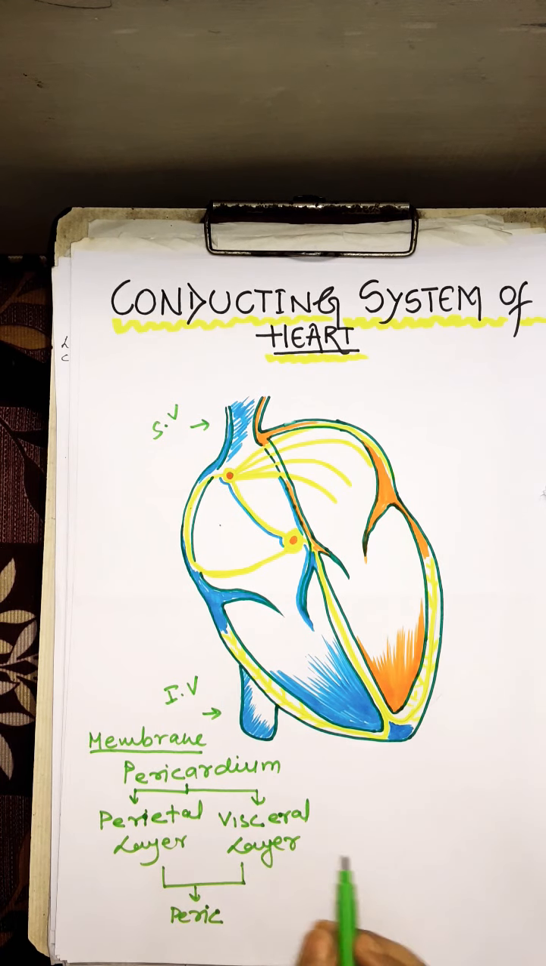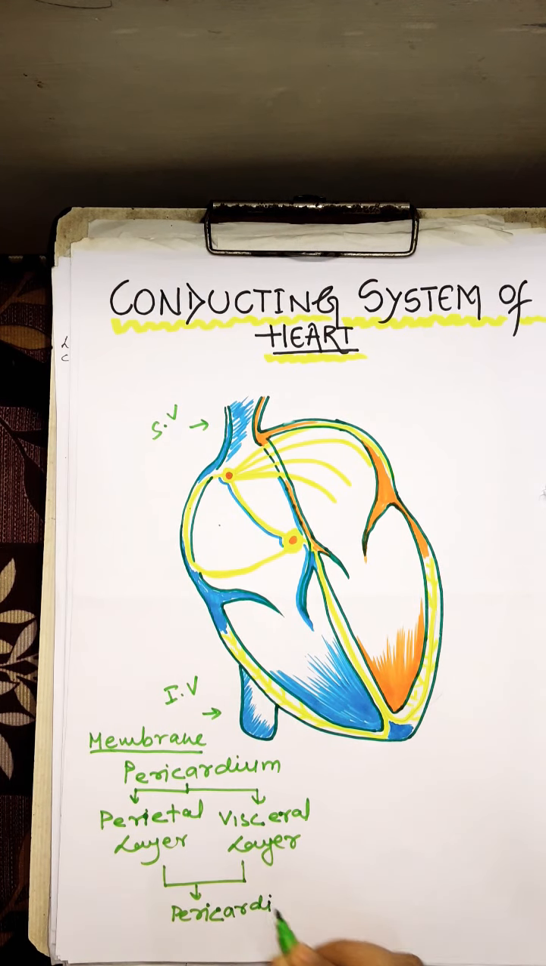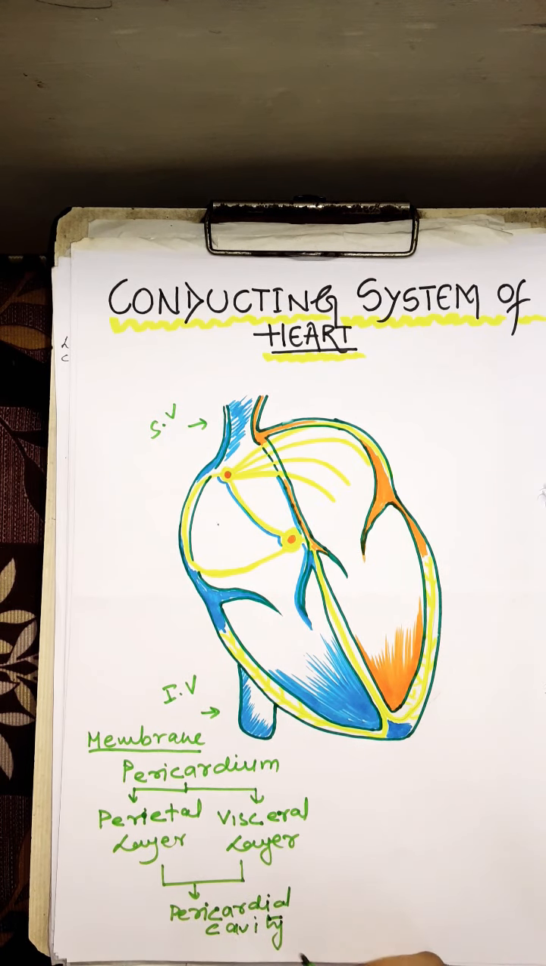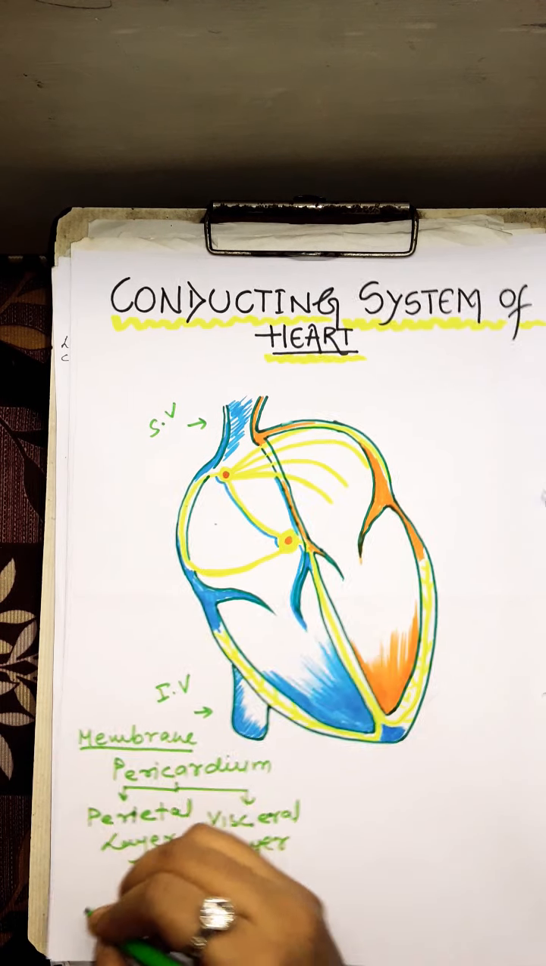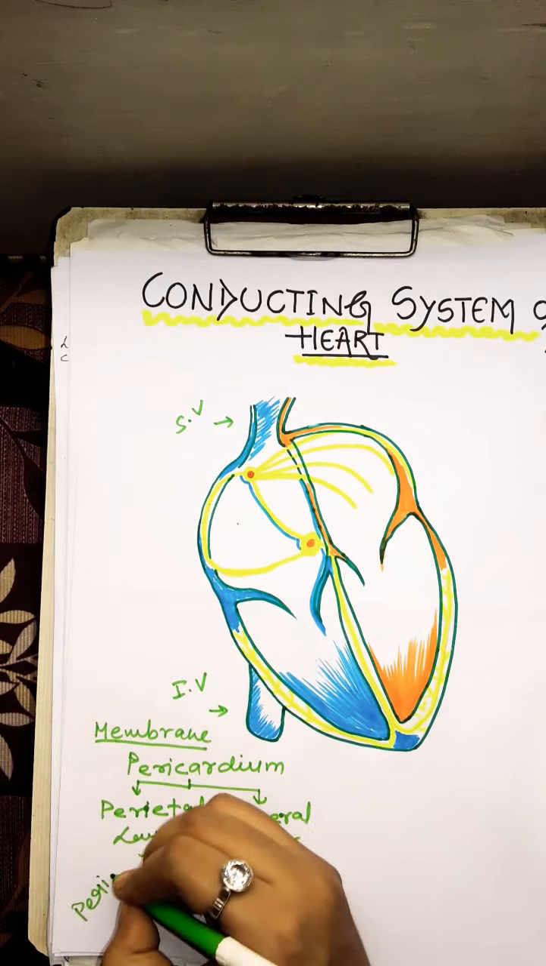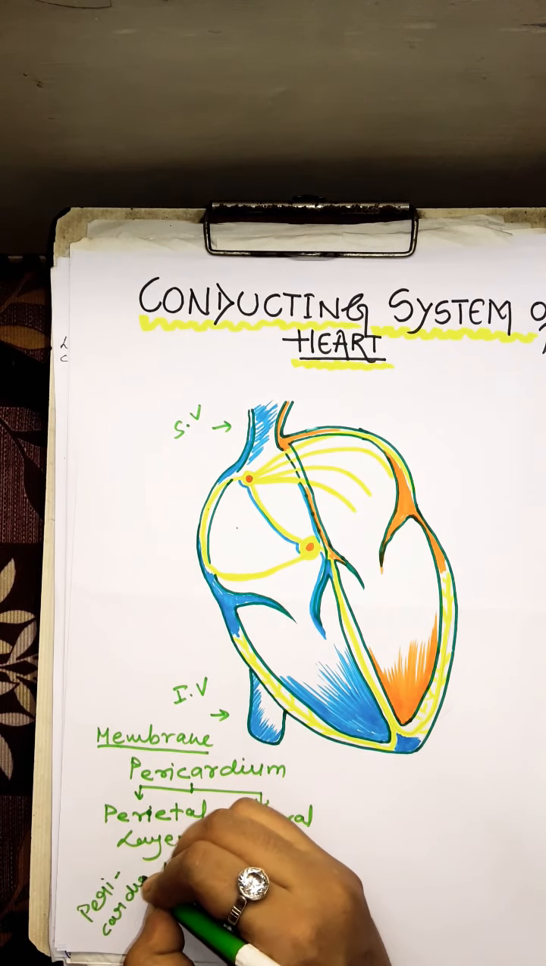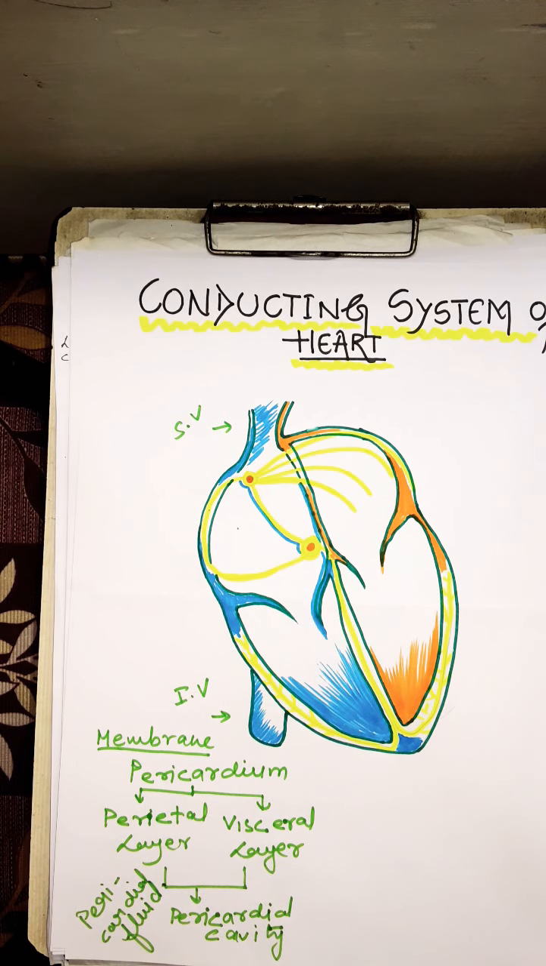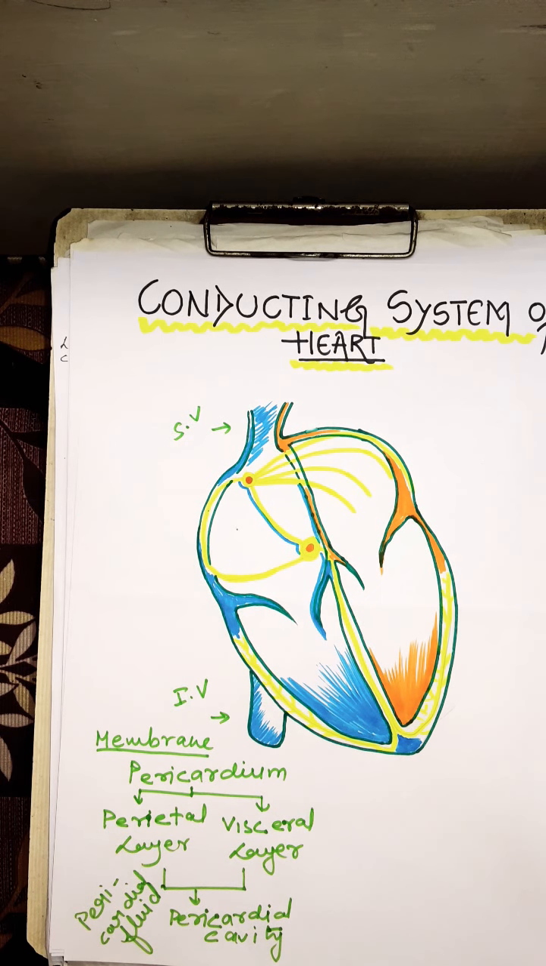In between the parietal and visceral layer there is a cavity which is called the pericardial cavity. It is a potential space filled with a few milliliters of lubricant which is called pericardial fluid. The pericardial fluid reduces the friction between the two membranes of the heart, and in this way it protects the heart from injury.